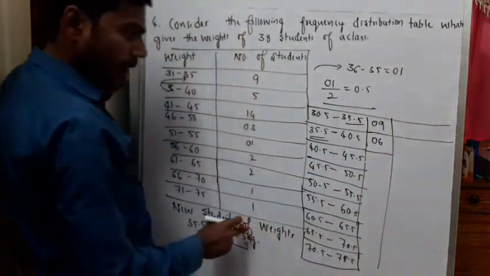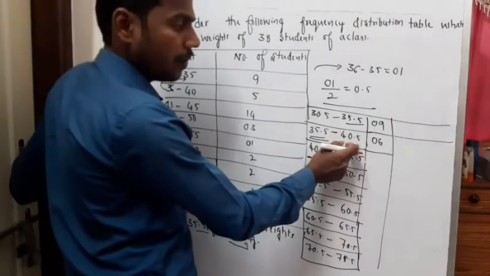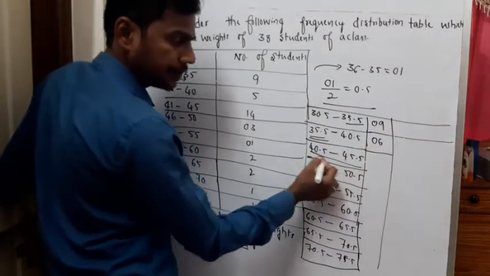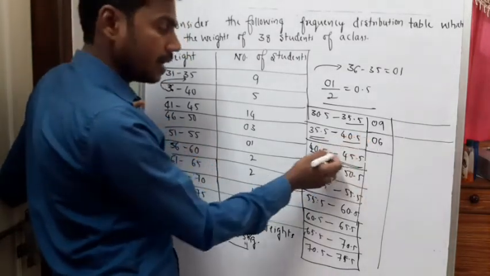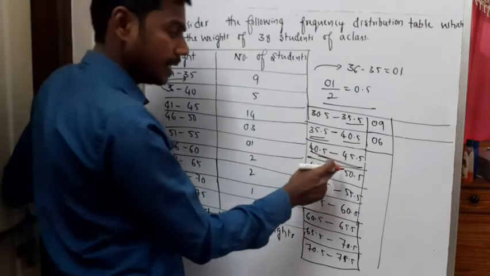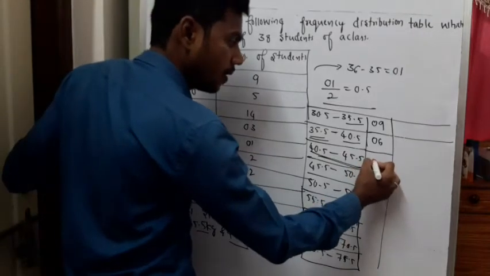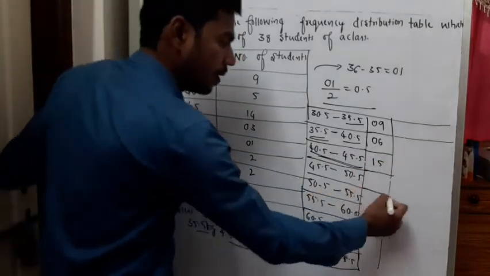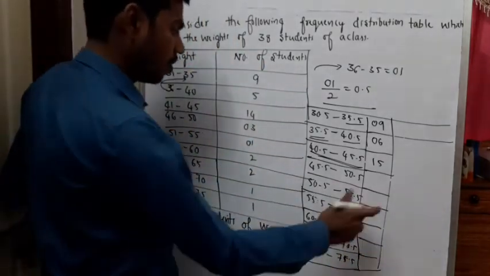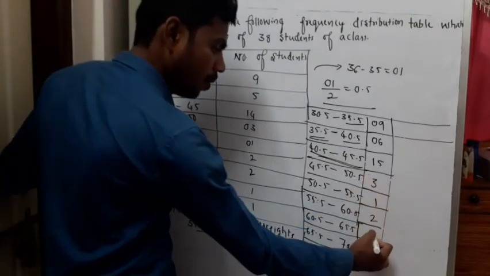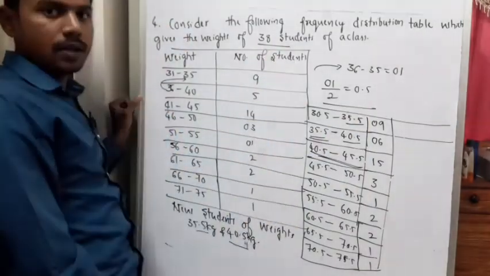Then 40.5. Where can I include 40.5? I cannot include it at the upper limit here. By convention, we will include it in the consecutive class interval. What is the count here? 14. One new person joined, so that will become 15. Then the other frequencies remain the same: 14, 3, 1, 2, 2, 1, 1. If you add, you'll get 40, because 38 was the total students.